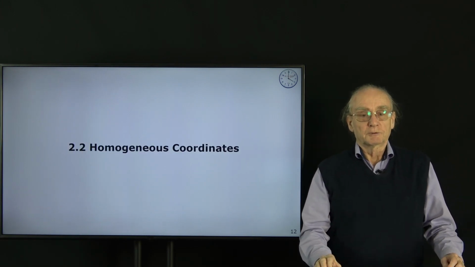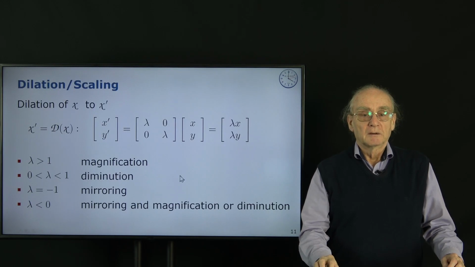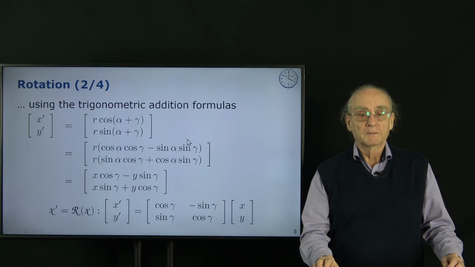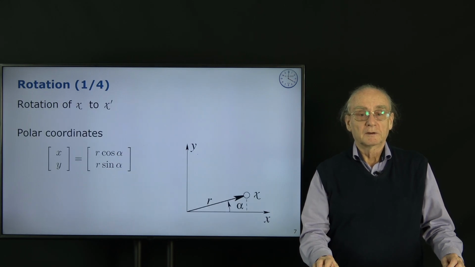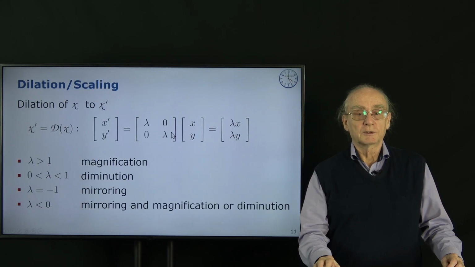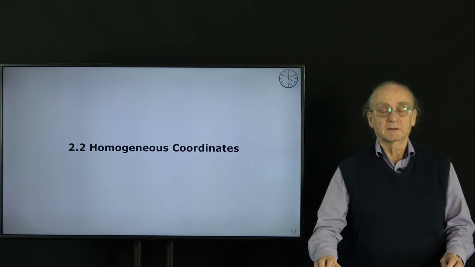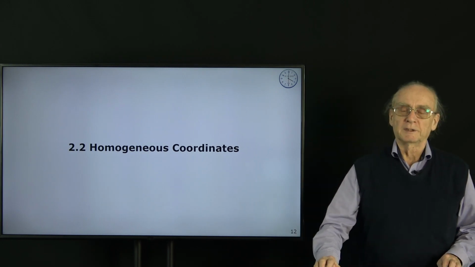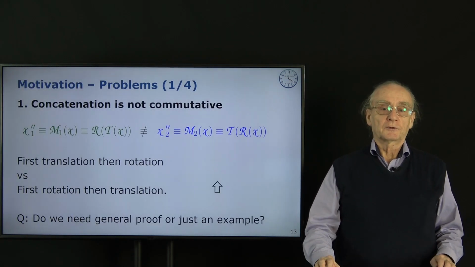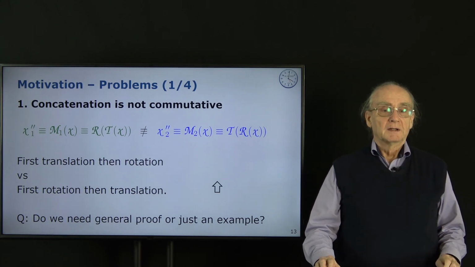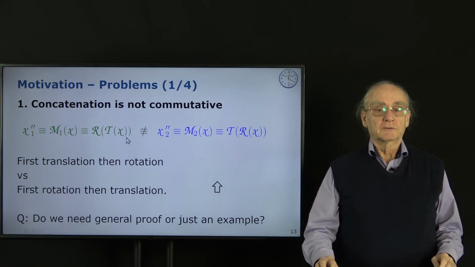So the problem is now that we have matrix vector multiplications here, and we have additions here. So this is the reason why we use homogeneous coordinates, and these have also many other advantages. So the first is the problem that, let's assume we have a translation and a rotation. First the translation, then the rotation, or we have it differently.